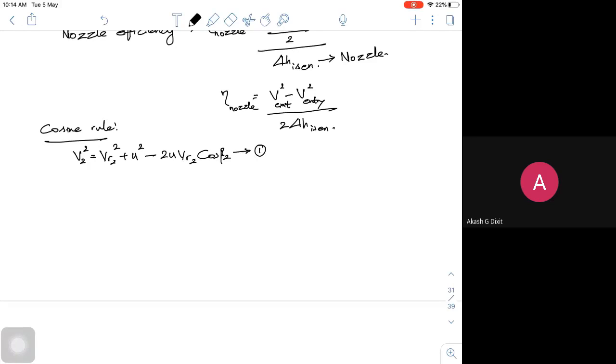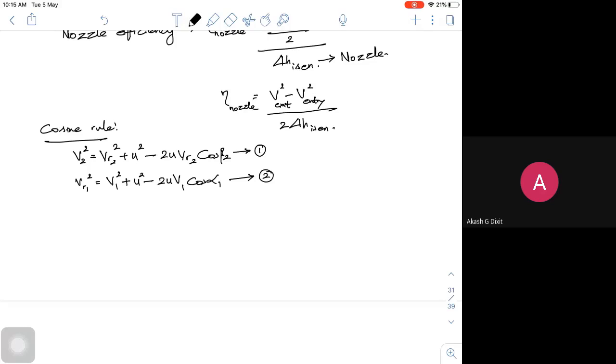And similarly, that was from the outlet triangle. From the inlet triangle, I can write VR1 square is equal to V1 square plus U square minus 2U into V1 into cos alpha 1. Now I want to convert this cos alpha and write it in terms of betas. I want the corresponding expressions for V2 and VR, whatever it may be, in terms of beta.